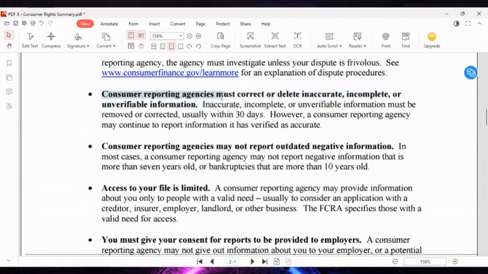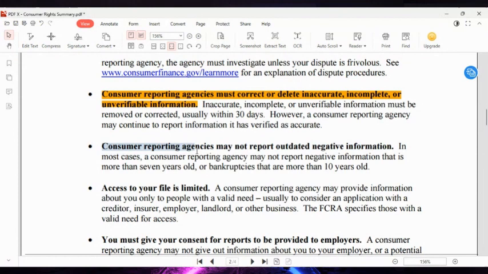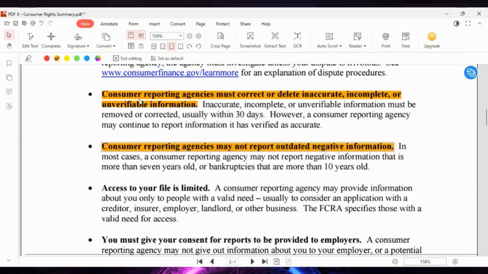Consumer reporting agencies must correct or delete inaccurate, incomplete, or unverifiable information. I'm going to highlight this because this is pretty important. Consumer reporting agencies and what they can and cannot do. They may not report outdated negative information. We're going to highlight this. It says the consumer reporting agencies must correct or delete inaccurate information. The consumer reporting agency is Experian, Equifax, TransUnion.